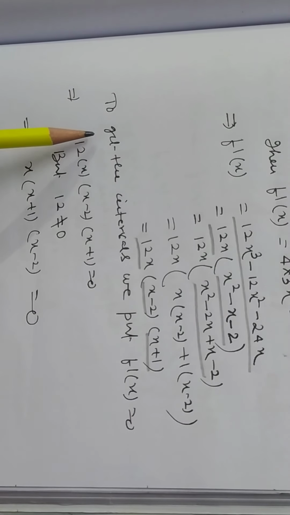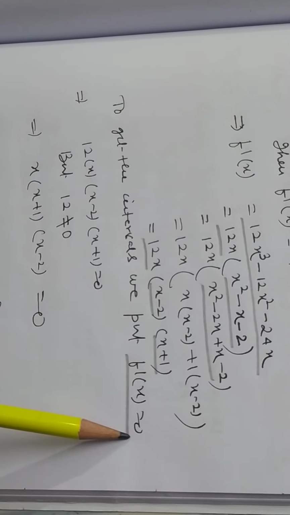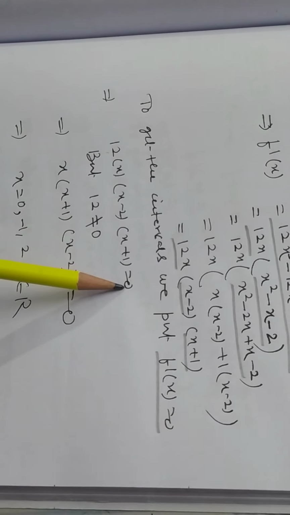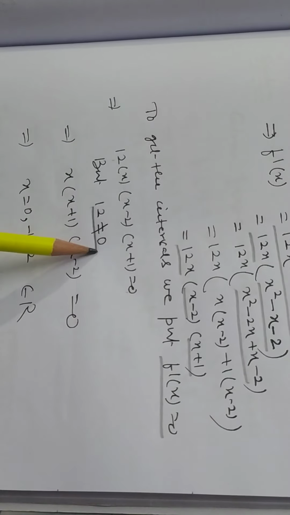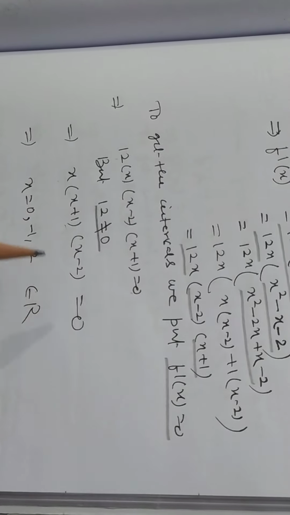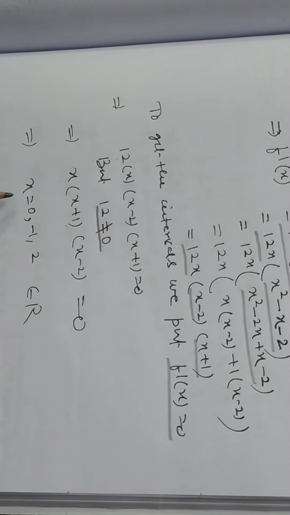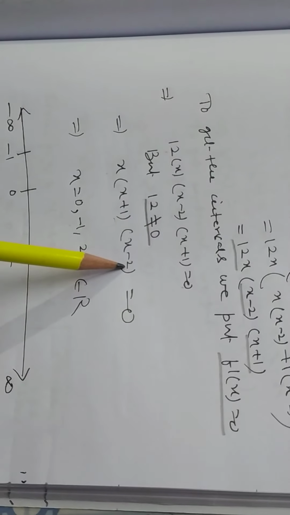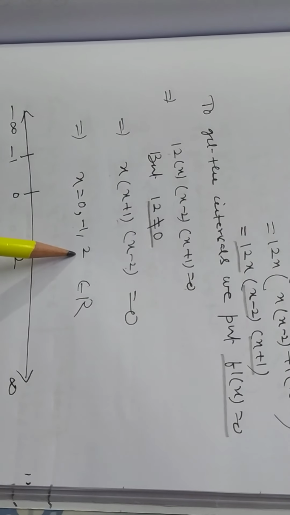To get the intervals, we put f dash x is equal to 0. Now 12 into x into (x minus 2) into (x plus 1) is equal to 0. But 12 is not equal to 0. So x is equal to 0, x plus 1 is equal to 0 gives x is equal to minus 1, x minus 2 is equal to 0 gives x is equal to 2.